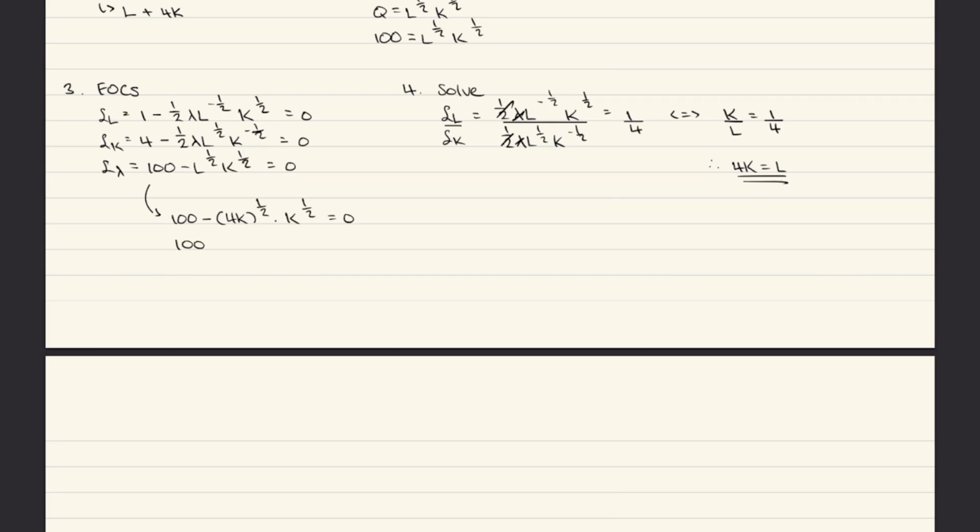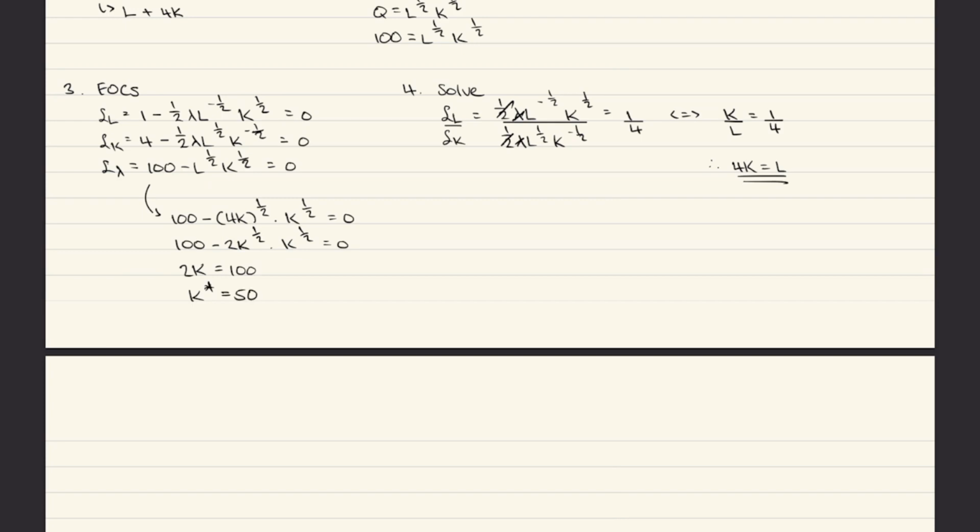And then you have 100 minus, so square root of 4 is 2, because to the power of a half, and then remember to multiply everything by the power, so it becomes K to the half as well, multiplied by K to the half, which equals 0. And then you can bring this to the other side, and this basically becomes 2K, because a half plus a half is 1, because when you multiply bases together you add the powers, and this equals 100. So therefore we found that K star is equal to 50, right?